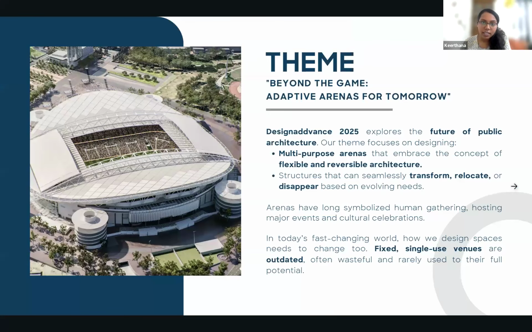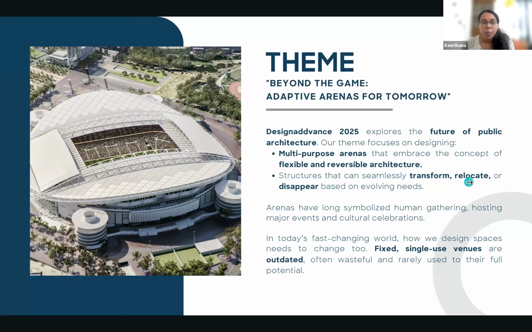So the theme, as we already discussed, is Beyond the Game: Adaptive Arenas for Tomorrow. It basically focuses on multipurpose arenas that embrace the concept of flexible and reversible architecture. So we are looking for structures that can seamlessly transform, relocate, or disappear based on evolving needs. Arenas have always symbolized human gatherings, hosting major events and cultural celebrations. In today's fast changing world, we have to design spaces that also change according to current needs. Fixed and single use venues are quite outdated, and we have to think from a multi-purpose point of view.